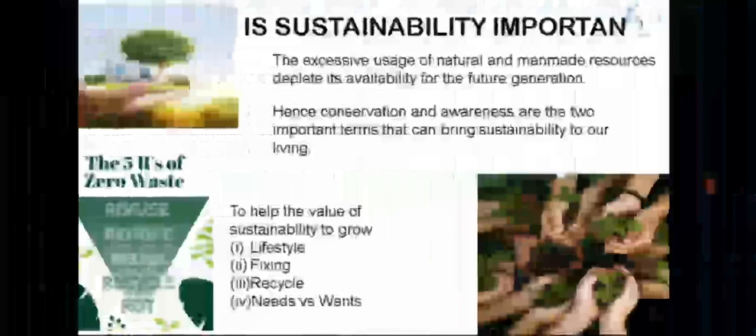Why is sustainability important? The excessive usage of natural and man-made resources reduces their availability for future generations. Hence, conservation and awareness are the two important terms that can bring sustainability to our living. When we use the word sustainability to mean maintain, it means to maintain forever. This is because our actions have a lasting effect on the environment and we should protect it for our future generations.